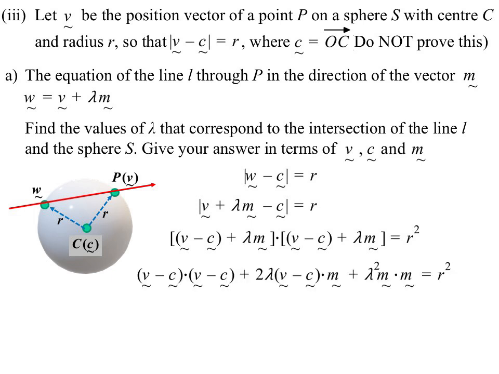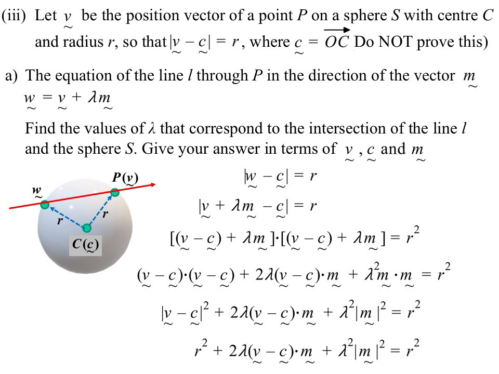I'll get (v minus c) dot (v minus c) plus 2 lambda (v minus c) dot m plus lambda squared m dot m is equal to r squared. Remember, we're trying to find lambda. Well, the ones that are going dot by themselves, I'm going to go back into the magnitude form and rewrite this so it looks like a quadratic.